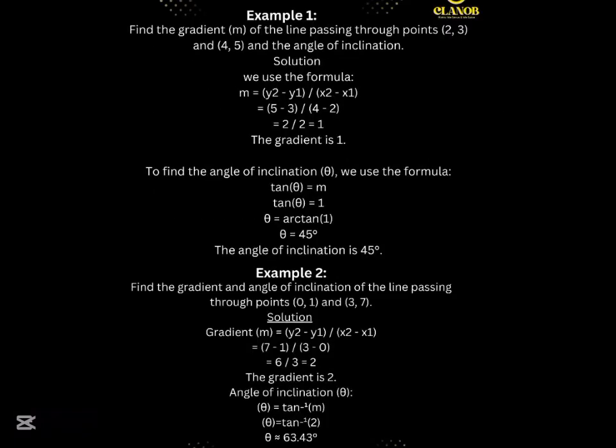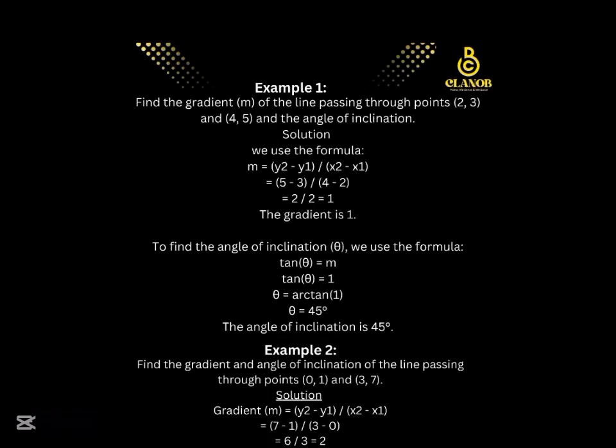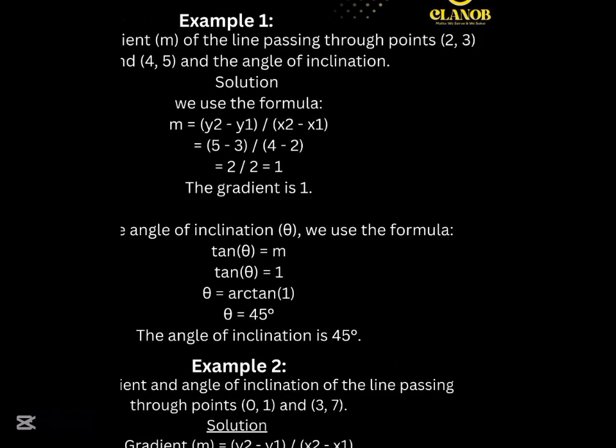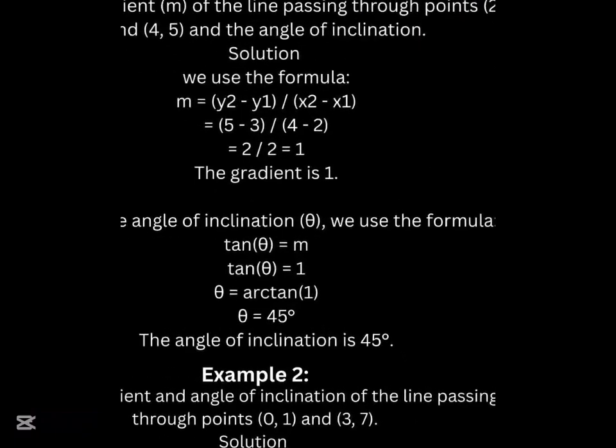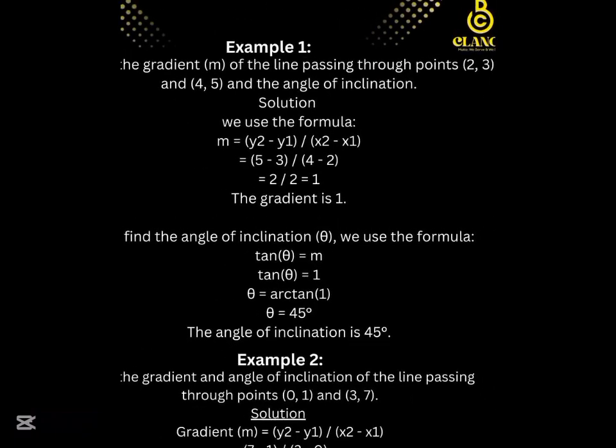Now let's quickly look at some examples on gradient so we can fully understand the concept and how to solve questions associated with it. We have 2 examples here. The first example says find the gradient of the line passing through points (2, 3) and (4, 5) and the angle of inclination. Your gradient formula is simply (y2 minus y1) over (x2 minus x1). But before then, the first thing you want to do is to label your points: x1 to be 2, y1 to be 3, x2 to be 4 and y2 to be 5. Labeling it this way helps you substitute quickly and get your answer. Substituting y2 as 5, y1 as 3, x2 as 4 and x1 as 2, you get your gradient to be 1.